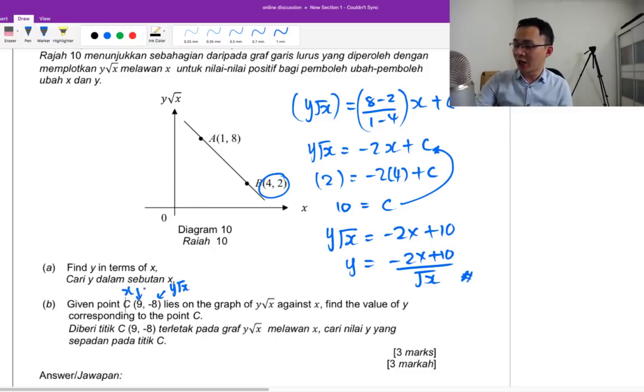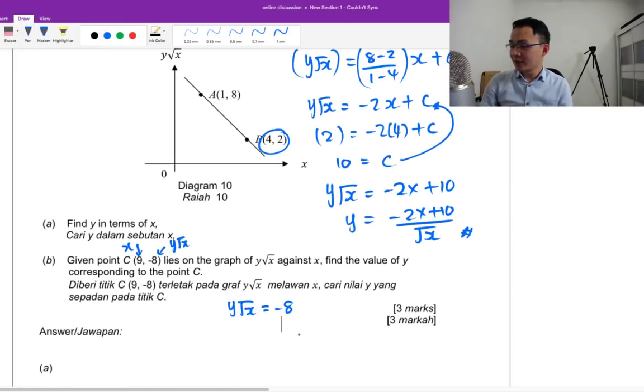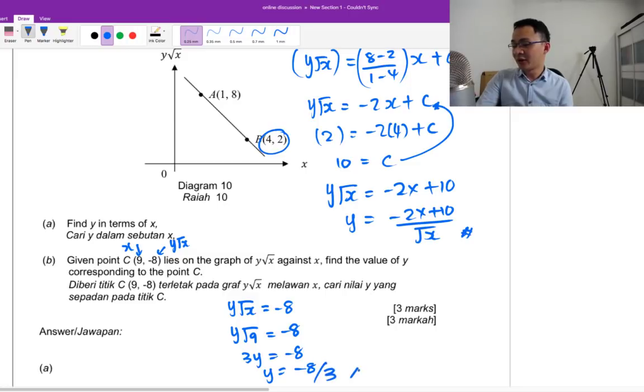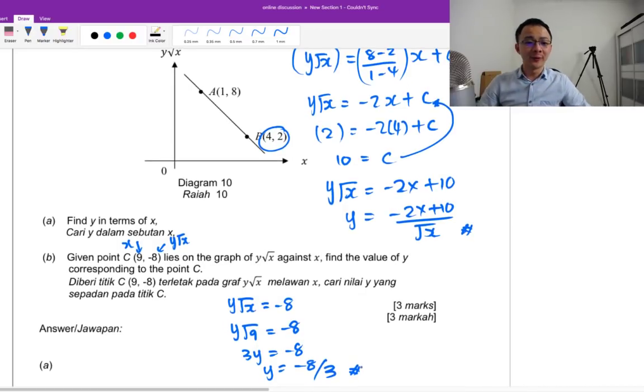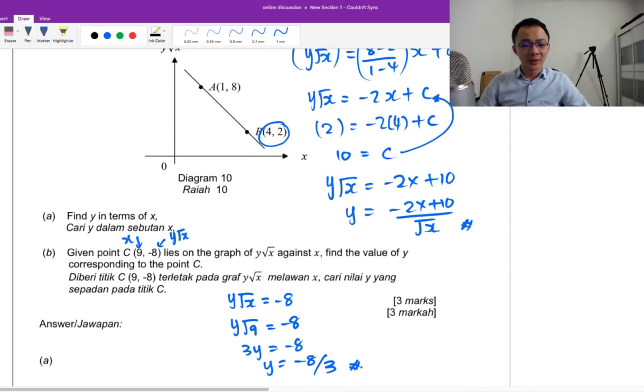So this is the reason why you can see I do something like this. y square root x equals negative 8. Then I want to find the y value, and I have my x, which is 9. So I just sub into it. So I have 3y equals negative 8. So y equals negative 8 over 3. Alright, this is how we solve this kind of question.